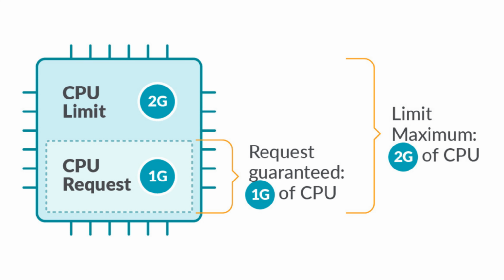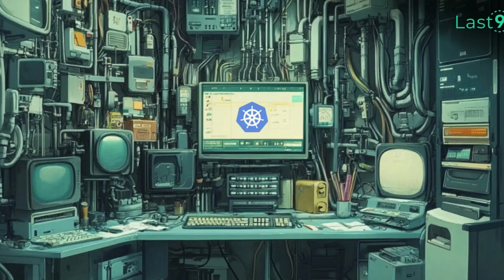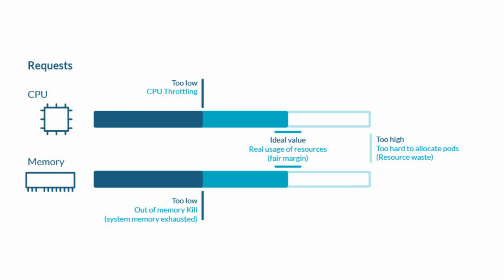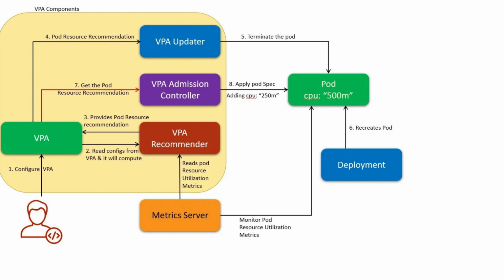Set resource requests and limits properly. A common mistake is leaving resource settings blank. If you over-request, you waste money. If you under-request, pods get throttled or evicted. Set resources.requests and resources.limits. Use Vertical Pod Autoscaler to adjust dynamically.